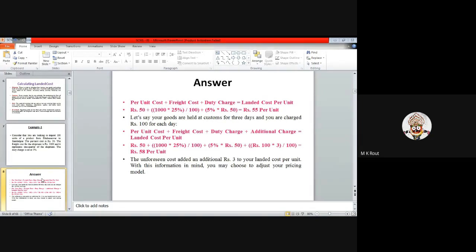And the additional charge for each day is 100 rupees, and the additional days are 3 days. That is 100 rupees into 3, divided by 100. That equals 58. In the previous calculation, we got the landed cost as 55, but after 3 days we got 58. That means 3 rupees is added to your landed cost. With this information in mind, you must choose to adjust your pricing model.